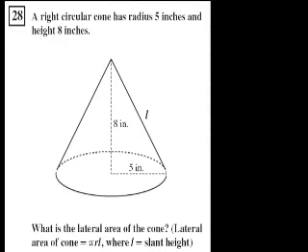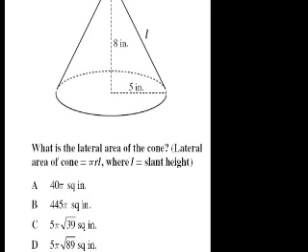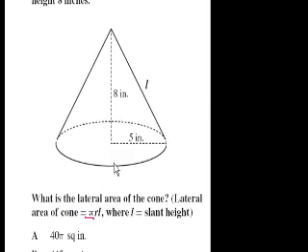Let me copy and paste 28 in here. 28. A right circular cone has radius 5 inches and height 8 inches. Fair enough. They've drawn it for us. What is the lateral area of the cone? Lateral, oh good, they gave us a definition. The lateral area of a cone is equal to pi times r times L, where L is the slant height. So we know what r is, they give us r. R is 5. So we just have to figure out what the slant height is, this L.